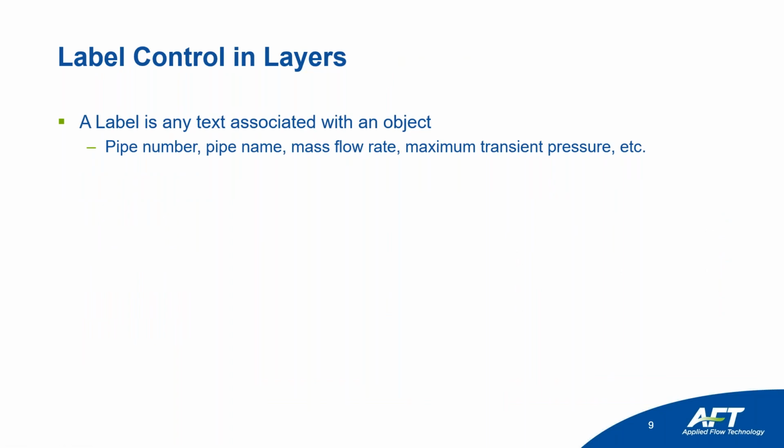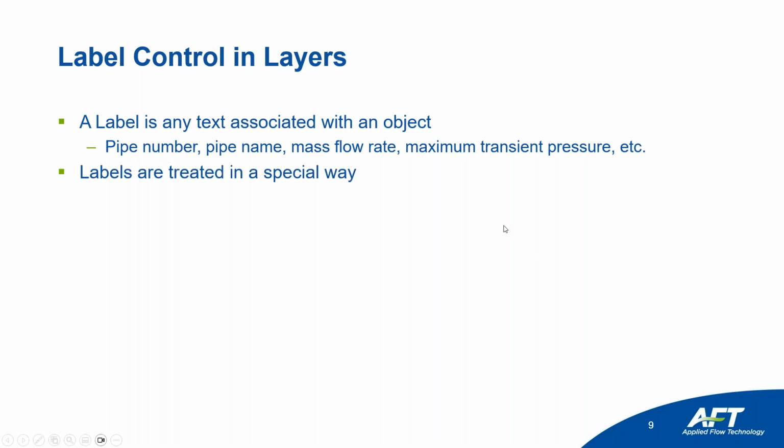A label is a text associated with an object. It's the information that you want to show of the object, whether it's a pipe or a junction. Pipe number, pipe name, mass flow rate, maximum transient pressure, etc., can be information that you show.